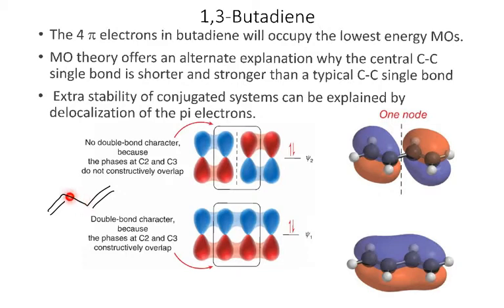this sigma bond is shorter than we would generally expect. And we talked about the fact that these carbons are sp2 hybridized versus sp3 hybridized, and that was one potential explanation.